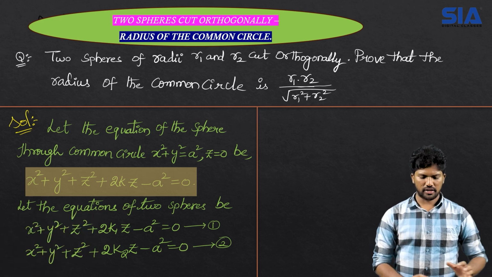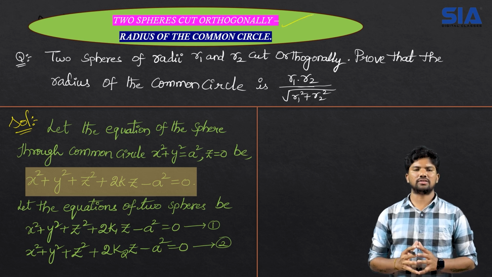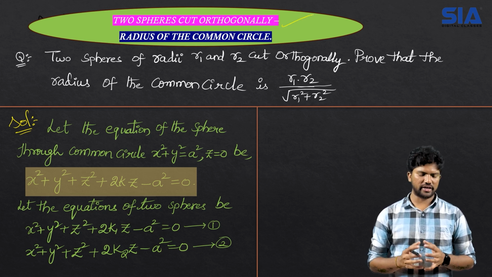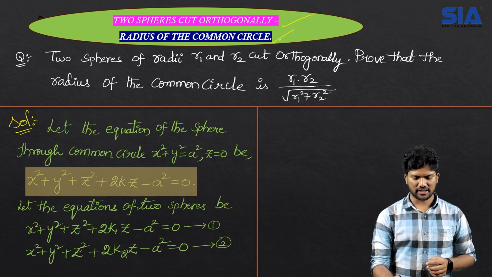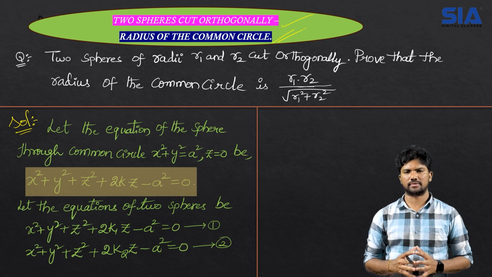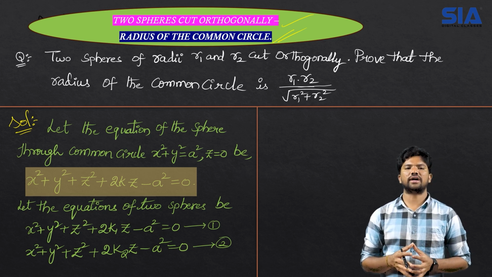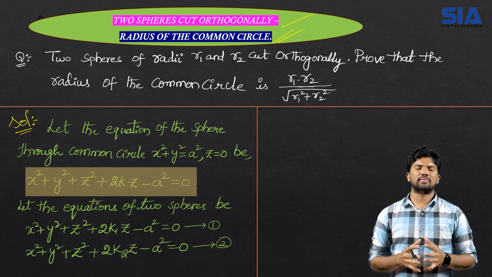In this lecture we are going to discuss two spheres cutting orthogonally. Then we have to find the radius of the common circle. This is the name of the problem or the concept. Whenever two spheres cut orthogonally, we have to find the radius of the common circle.